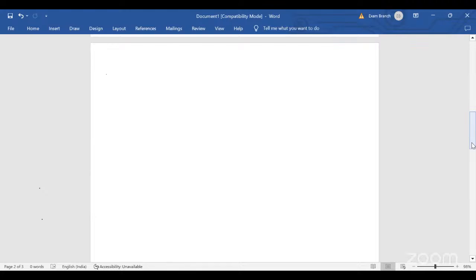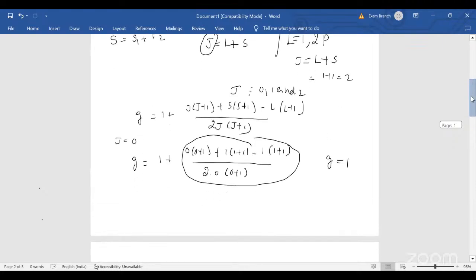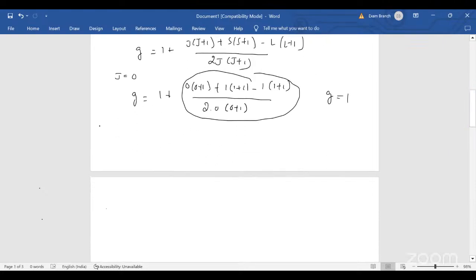Similarly, we'll see the Landau g factor for JJ coupling.